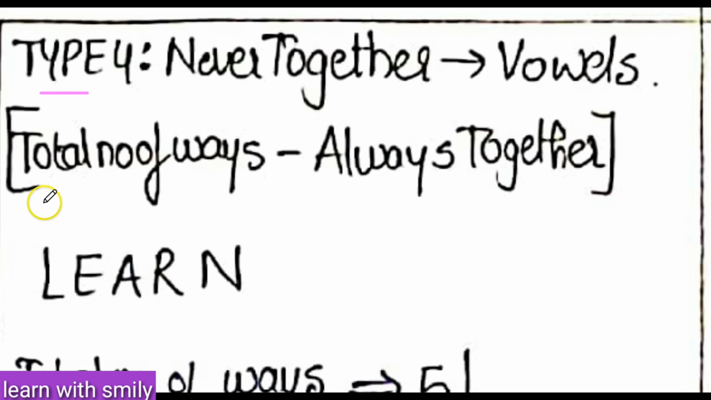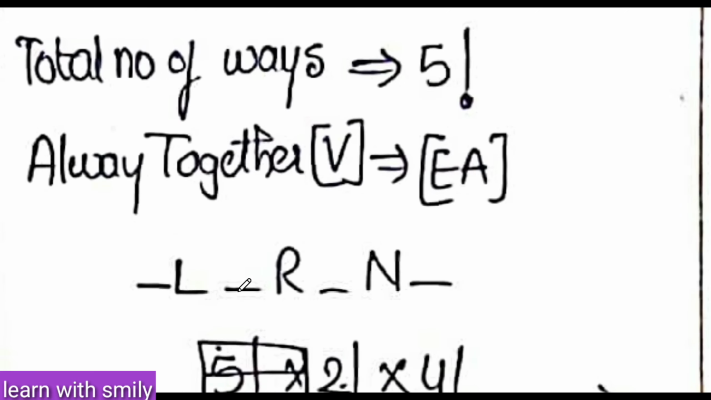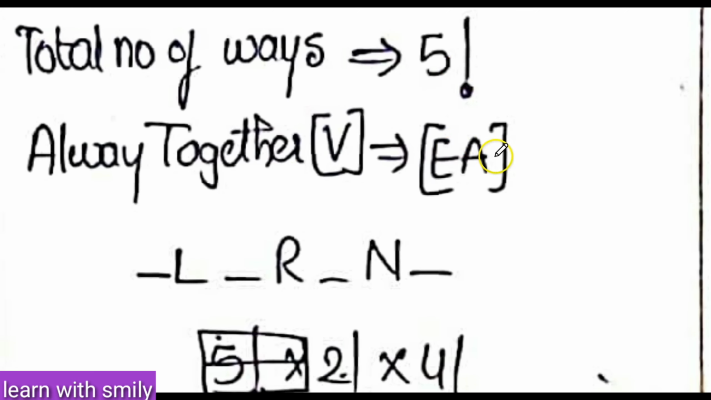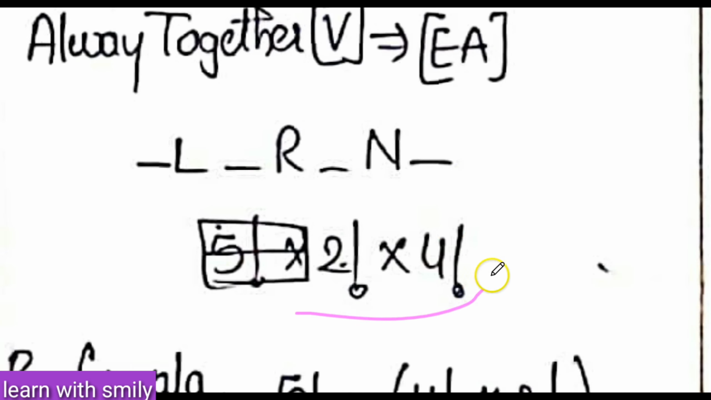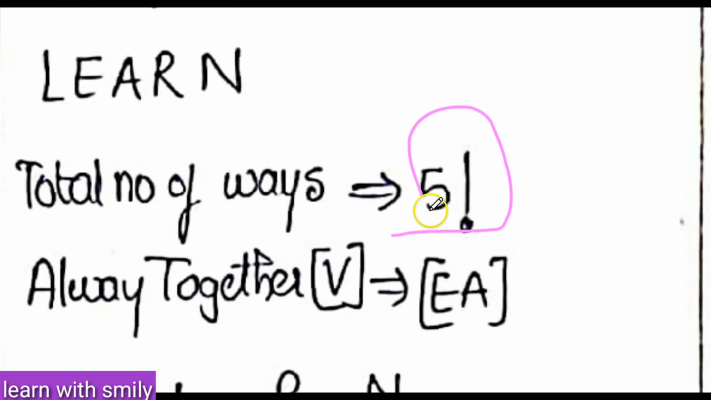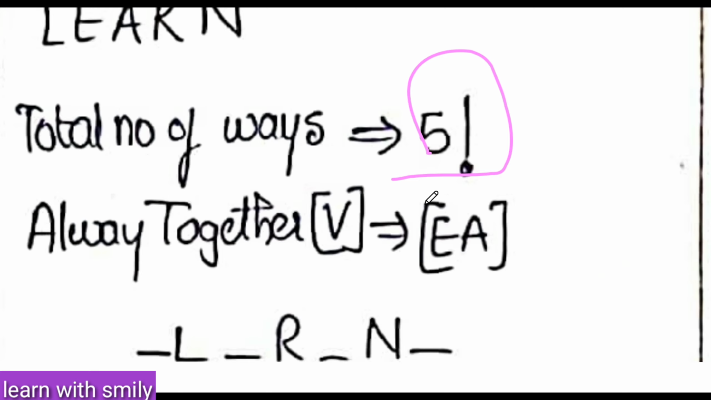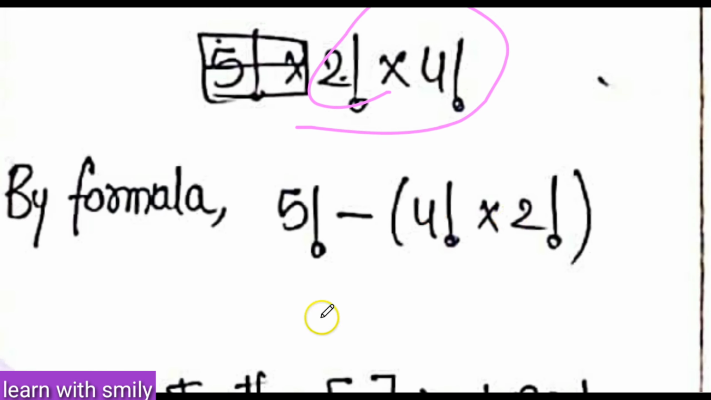For vowels, the total number of ways is, as there are 5 letters, 5 factorial. And coming to always together, for vowels, E and A are considered as one block, and we have 4 ways where we can arrange this block. So 4 factorial into 2 factorial, right? This is the answer for always together, and for the total number of ways it is 5 factorial. So coming to the formula, total number of ways minus always together, it is 5 factorial minus 2 factorial into 4 factorial. So this would be the answer.